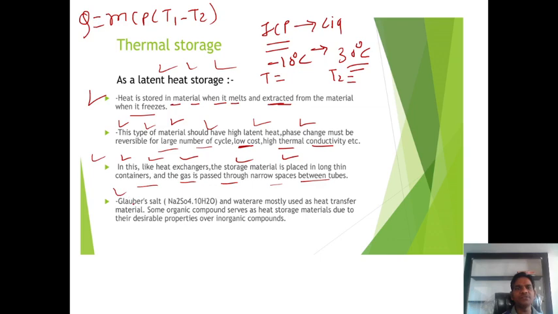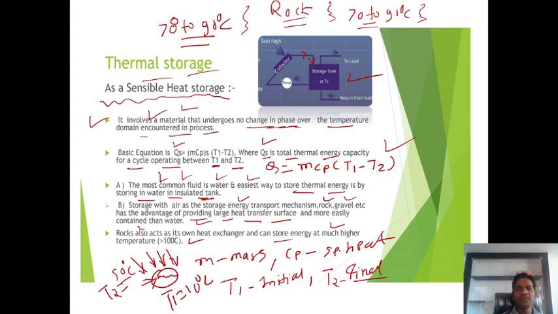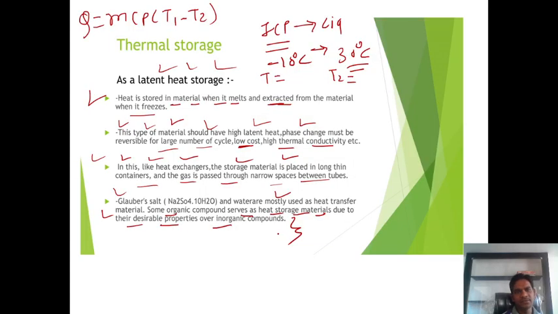Then another is, which type of material will be used? Glauber's salt and water are mostly used as heat transfer materials here to store thermal energy as latent heat. Some organic compounds serve as heat storage materials due to their desirable properties over inorganic compounds, guys. Yes or no? Yes.